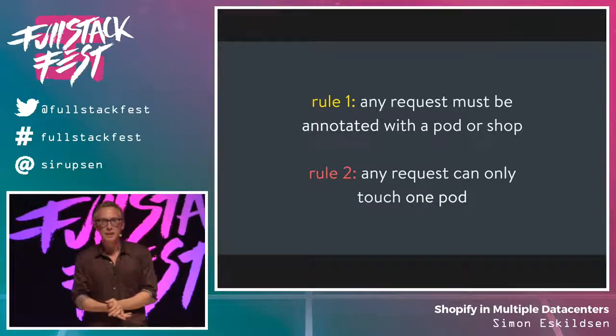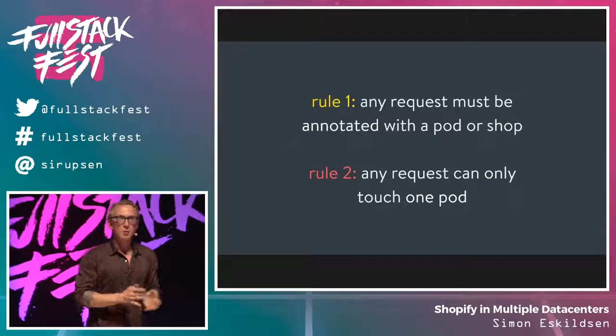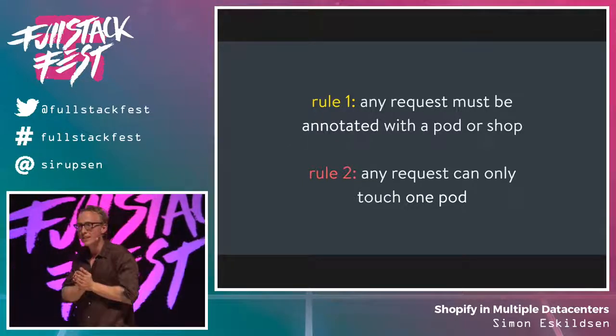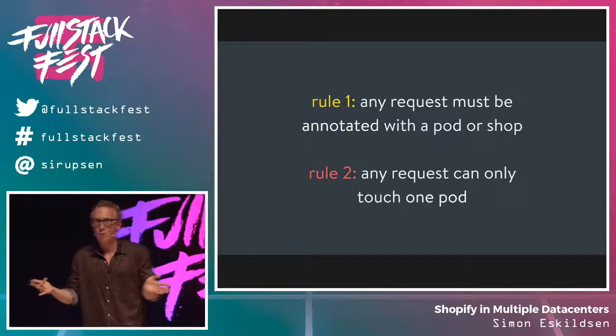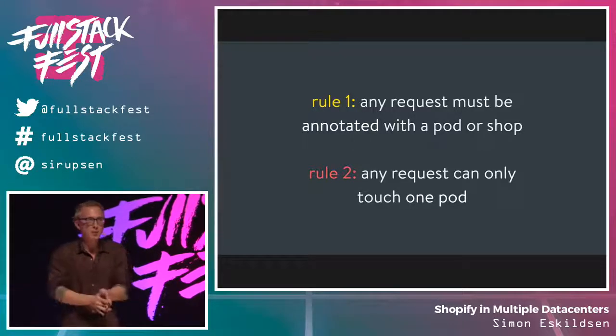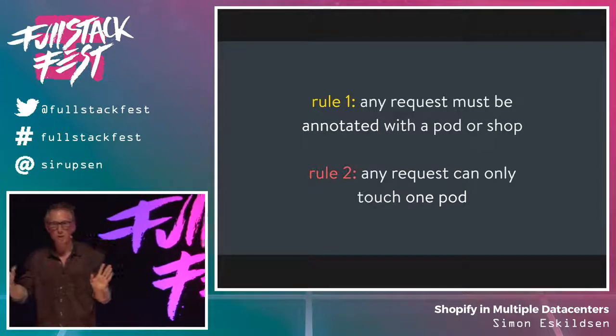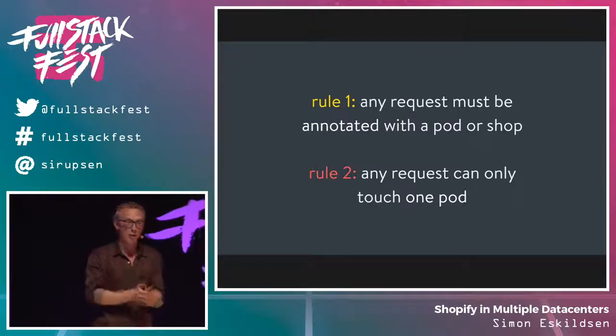If you're going to a data center in Chicago and the Sorting Hat in Chicago can't figure out what shop this request belongs to, it just has to forward for you. It doesn't know whether it needs to send that request to Amsterdam or to Asia. It has no idea, so it's just going to error. So every single request needs to honor that rule.